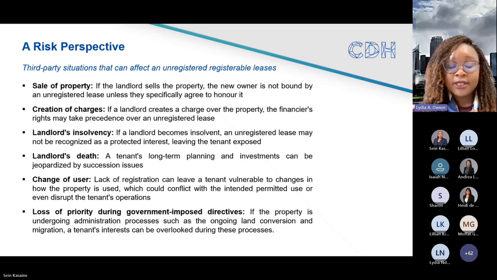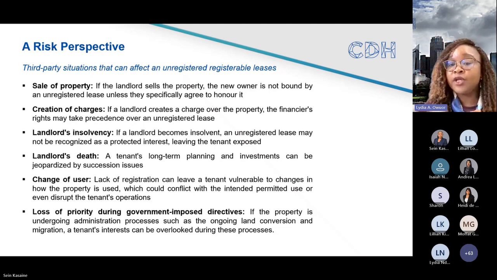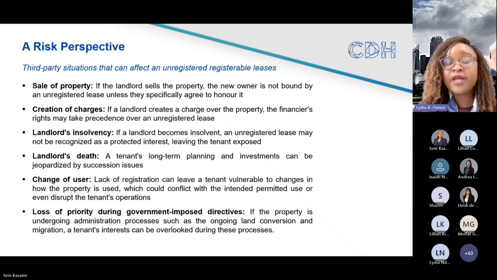Now, the third aspect is the landlord's insolvency, which I think is self-explanatory. When a landlord becomes insolvent and they're reviewing what interests are protected and can be recognized, an unregistered lease may not be recognized as a protected interest. Therefore, it will leave you exposed as a tenant. But of course, this depends on what the circumstances dictate in that situation.